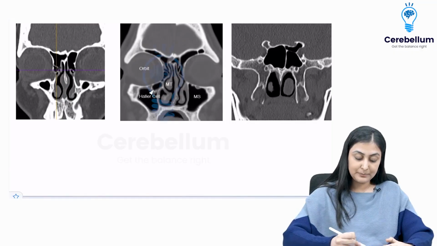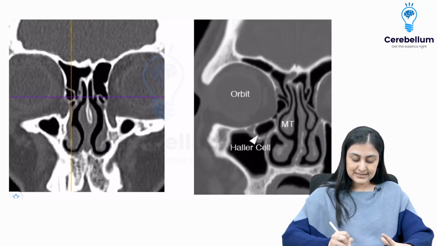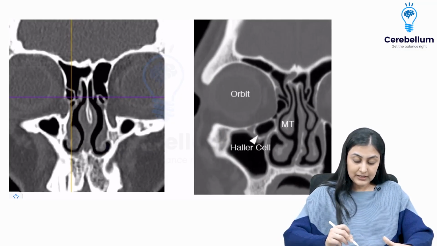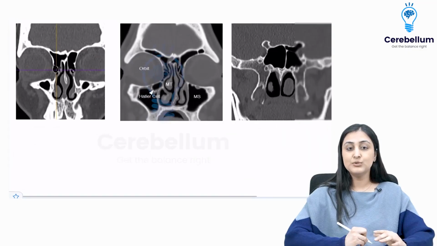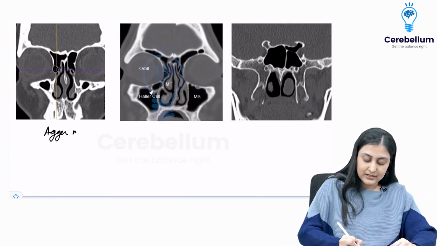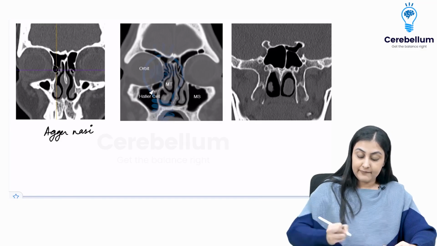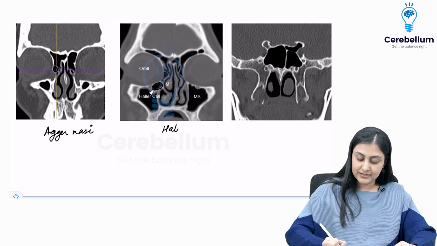Now, if we have cut a plane much anteriorly, how do I know it's anterior? When the maxillary sinus looks so small, and you have this air cell which is anterior, corresponding like bulla ethmoidalis, but we are cutting much more anteriorly. This is the agar nasal cell. When you see this cell which is below the orbit, that is the Haller cell.